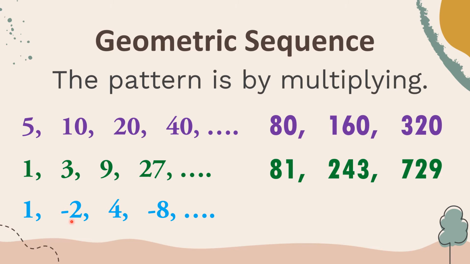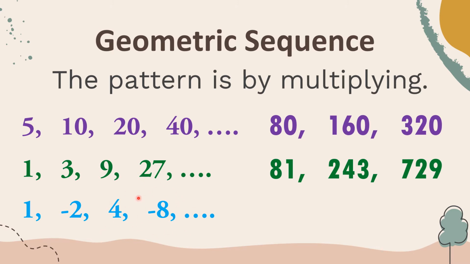How about the third one? 1, negative 2, 4, and negative 8. What could be the number to be multiplied to make it negative 2? That is negative 2. 1 times negative 2 is negative 2. Negative 2 times negative 2, that is positive 4. Positive 4 times negative 2, that is negative 8.